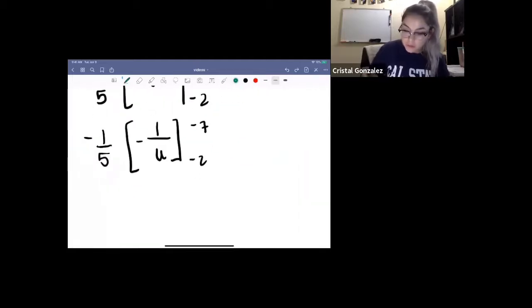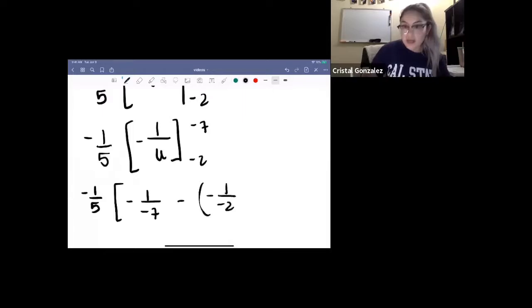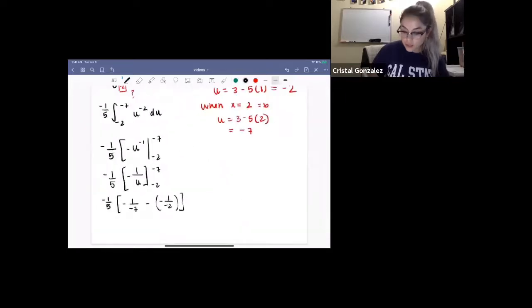So when we do that fundamental theorem of calculus, we are still going to have negative 5 in the front. Then we're going to do f of b, which is negative 1 over negative 7, minus f of a, which is negative 1 over negative 2. Now we're going to evaluate this. So here we're going to have positive minus a negative, so we're going to get negative 1 over 5 times 1 over 7 minus 1 over 2. Okay, and if we simplify this, we'll simply just get a 1 over 14 value.